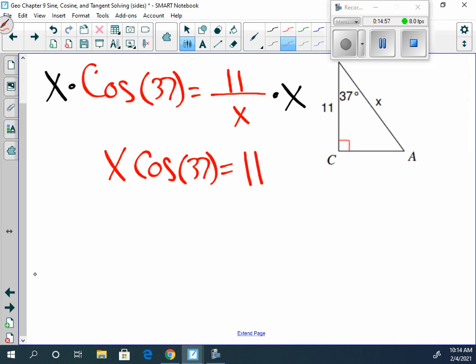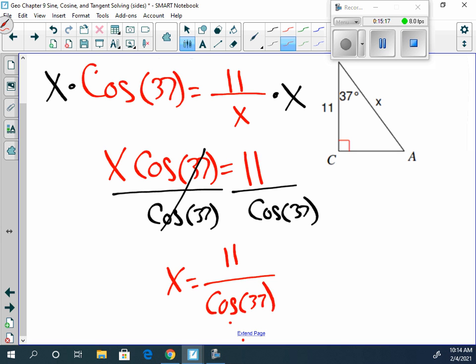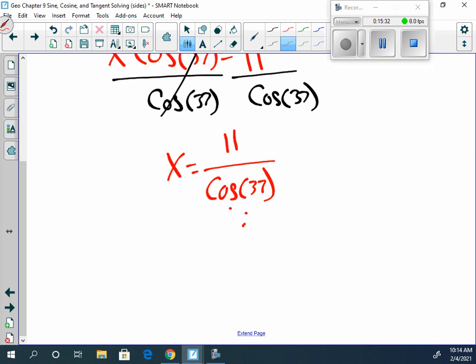Divide both sides by what? Cosine of 37. And then if we get the variable by itself, like we did on the first few, plug it in. Well, here the variable wasn't by itself. Divide so it is, and now plug it in. See if I can hit it. There we go.